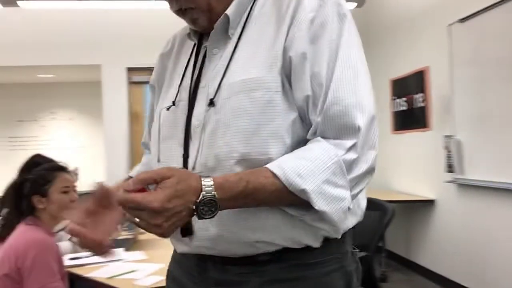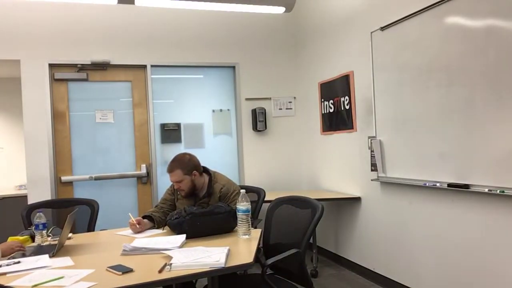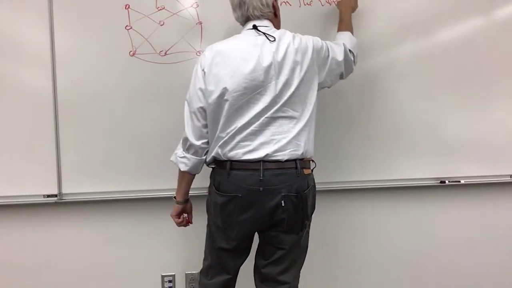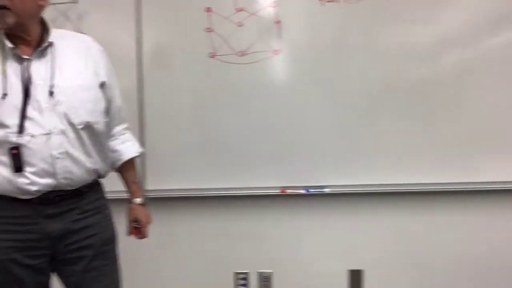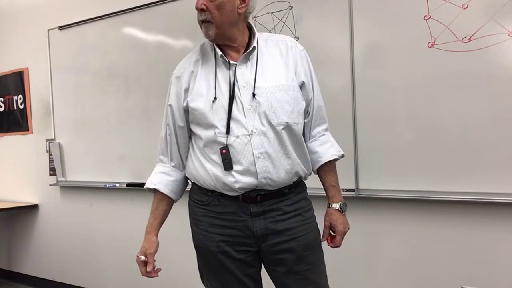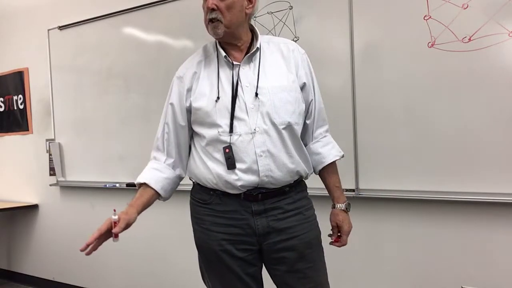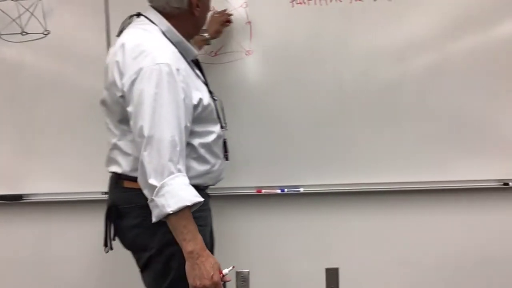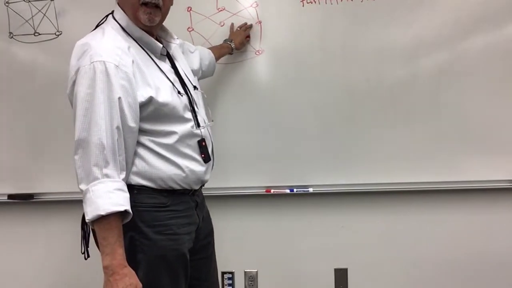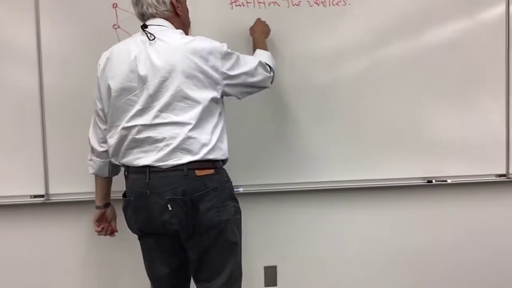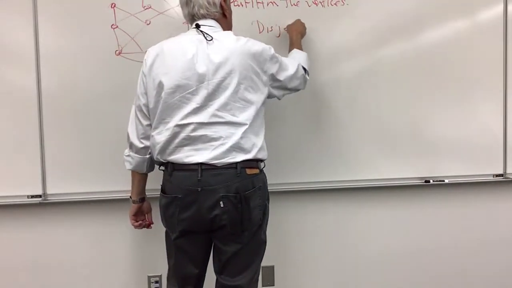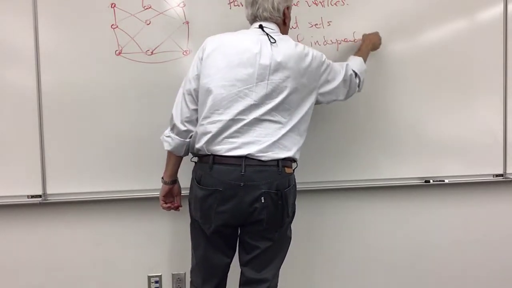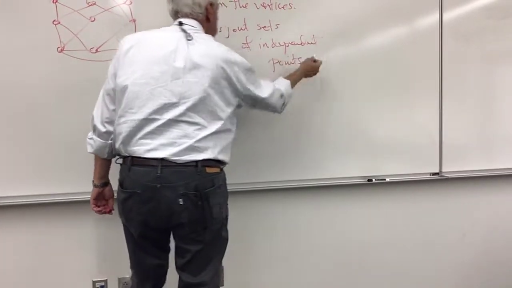And what I want to do is partition the vertices. What does partition mean? What does that mean? It's not a difficult question. No tricks. What does it mean to partition? Okay, so we're going to find a disjoint number of sets. So partition the vertices into disjoint sets of independent points.